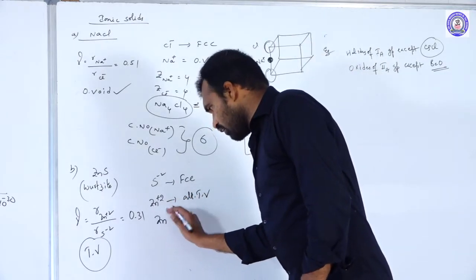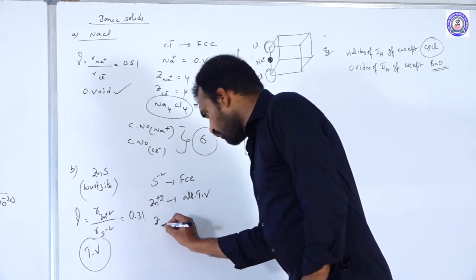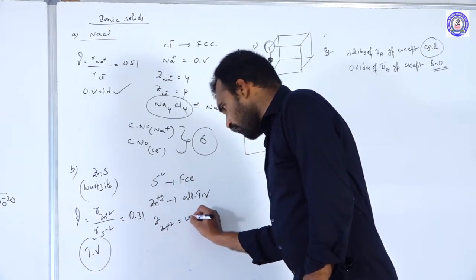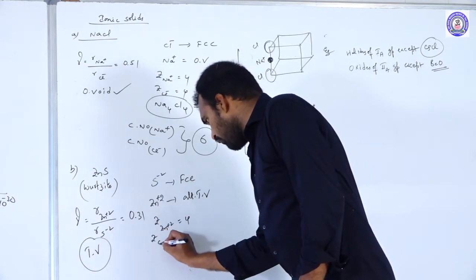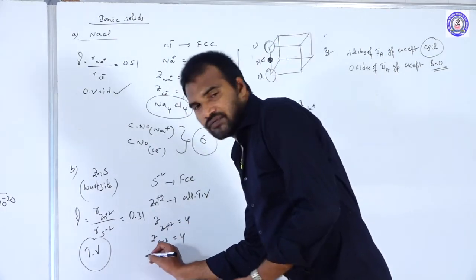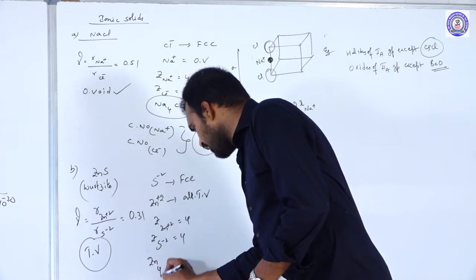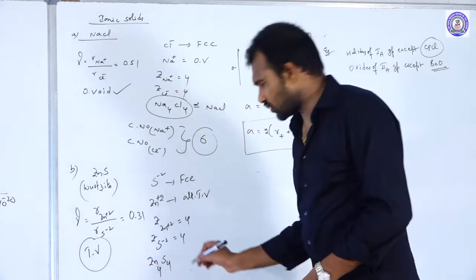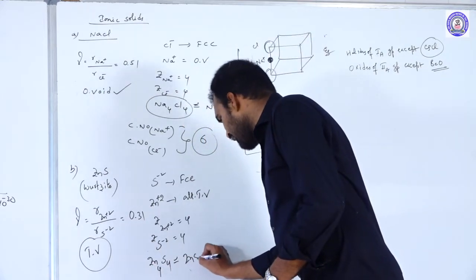And what is the formula? The effective number of atoms of Zn plus 2 is equal to 4, and the effective number of S minus 2 is also 4. So what is the chemical formula of this unit cell? That is equal to Zn4S4. So simply we write it as ZnS.